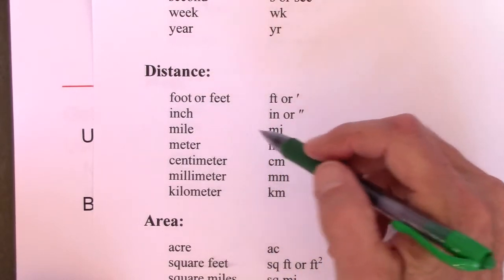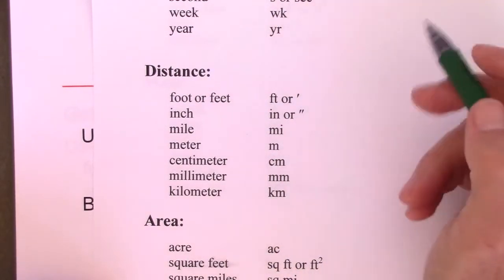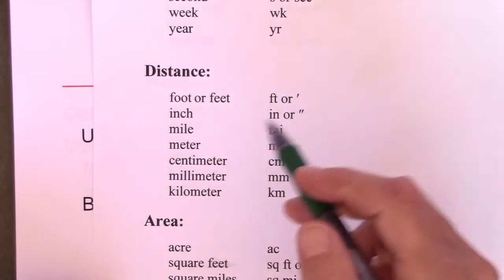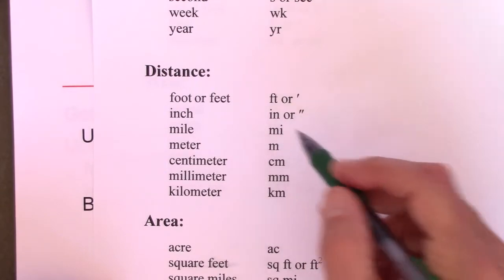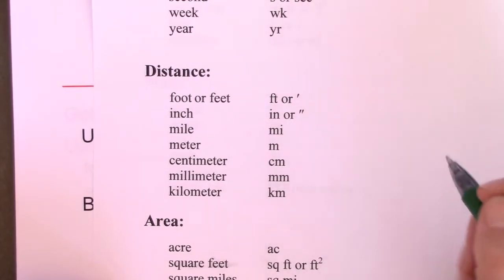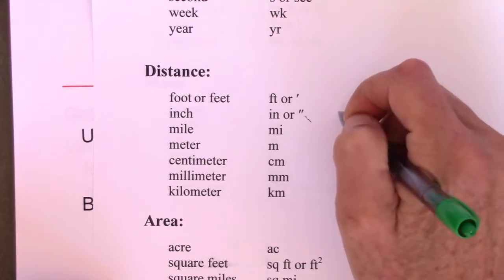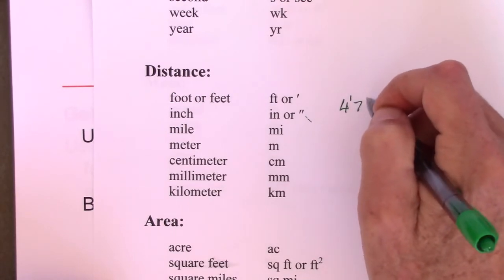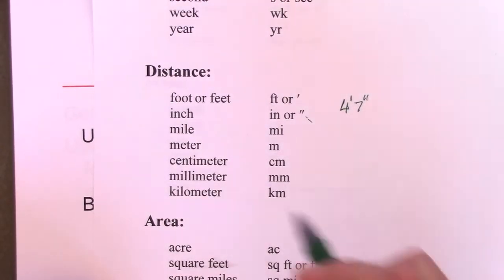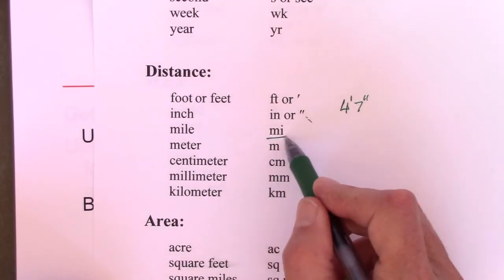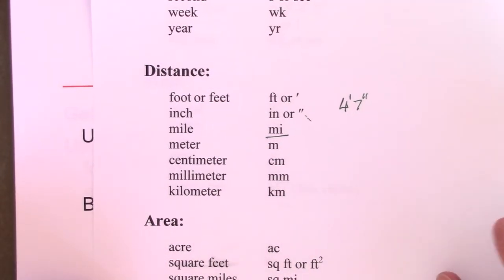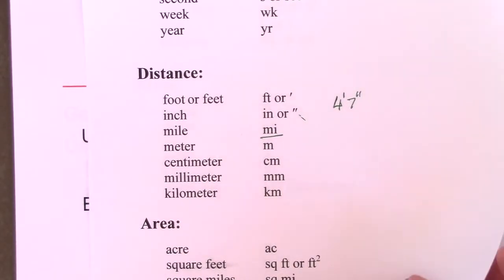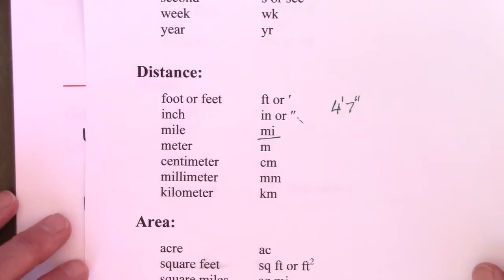The unit foot or feet is sometimes abbreviated FT, but in carpentry it's sometimes abbreviated by what looks like an apostrophe. Similarly, the inch is often abbreviated IN, but in carpentry it's sometimes abbreviated by what looks like a quotation mark. And so a carpenter might write 4 foot 7 inches like that. Also note that the mile is abbreviated MI instead of M, and I think the reason for that is that M is so commonly used as an abbreviation for meter. So pause this video and write all that down and then resume.